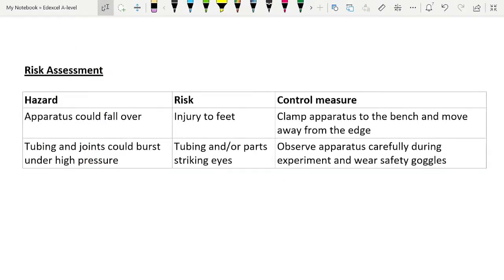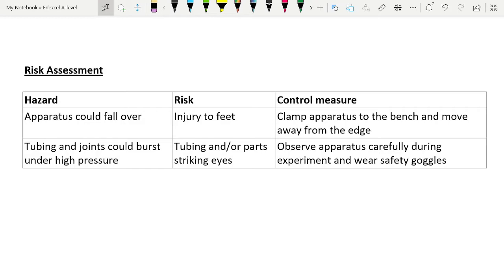What Edexcel wants you to learn from this practical is two things. They want you to be able to write a plan. I've detailed essentially what should be in your plan above. You either decrease the volume using equipment A and measure the corresponding pressure, or you increase the pressure using the foot pump in equipment B and measure the corresponding volume or length of the column.